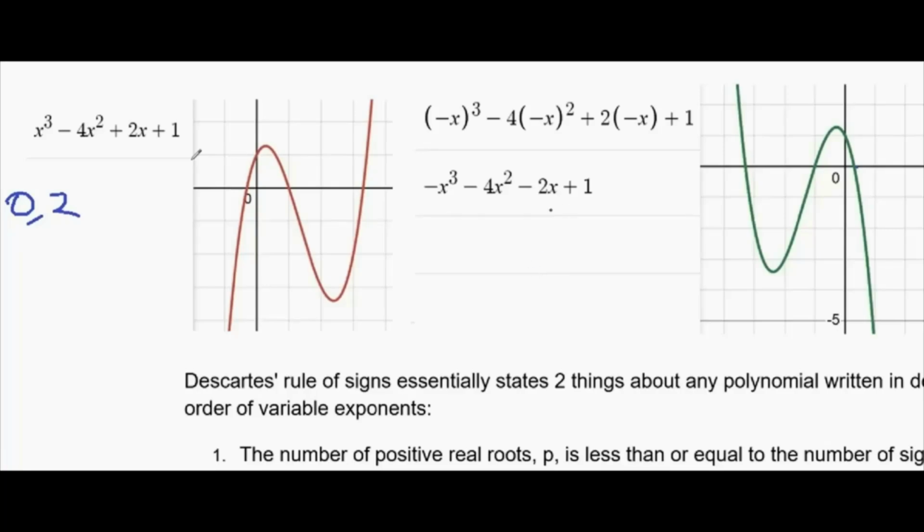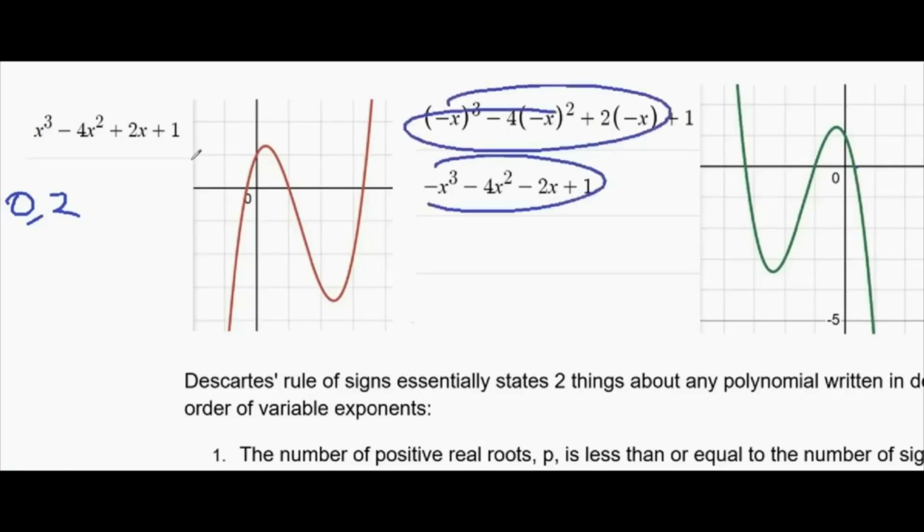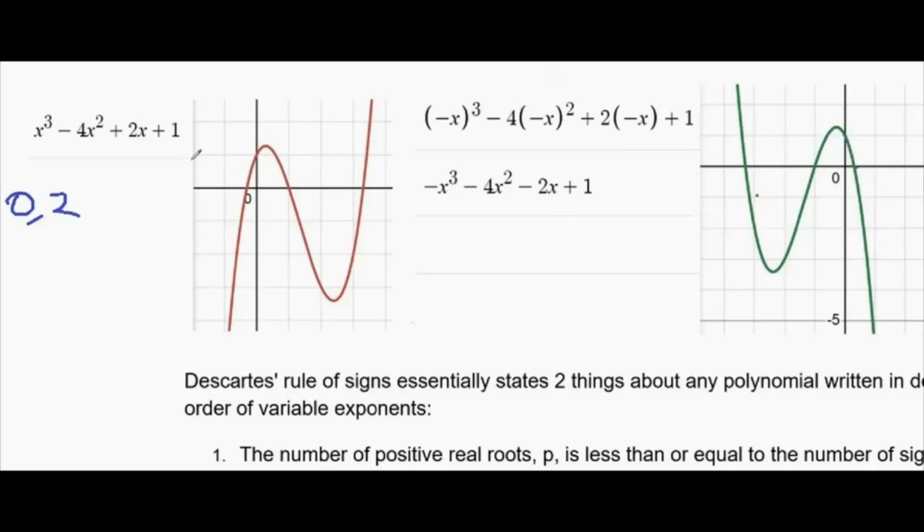So Descartes says, okay, take this and substitute negative x for all the x's. So you basically do this and then clean it up. So these are both this graph. And then you count the sign changes, and here we see there's one sign change, so it tells us there's one negative root. And so what are we actually doing?